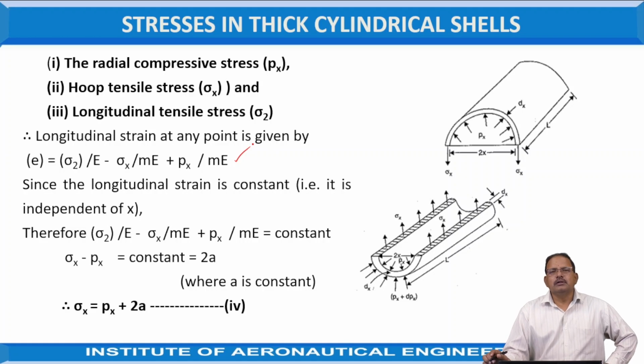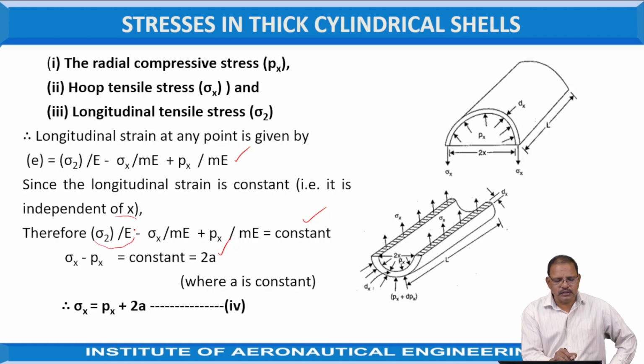This is known as the total longitudinal strain that is induced at a distance of x from the center of the cylinder. Since the longitudinal strain is a constant, independent of distance x according to Lame's equations, the above equation, sigma 2 by E minus sigma x by mE plus px by mE, is treated as a constant. This constant, let us represent as 2a. Here sigma 2 by E is constant. The remaining values are minus sigma x by mE plus px by mE, equal to constant.